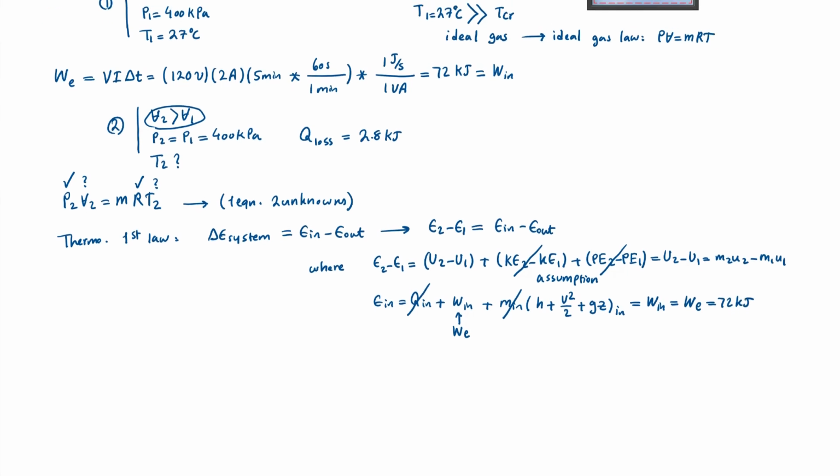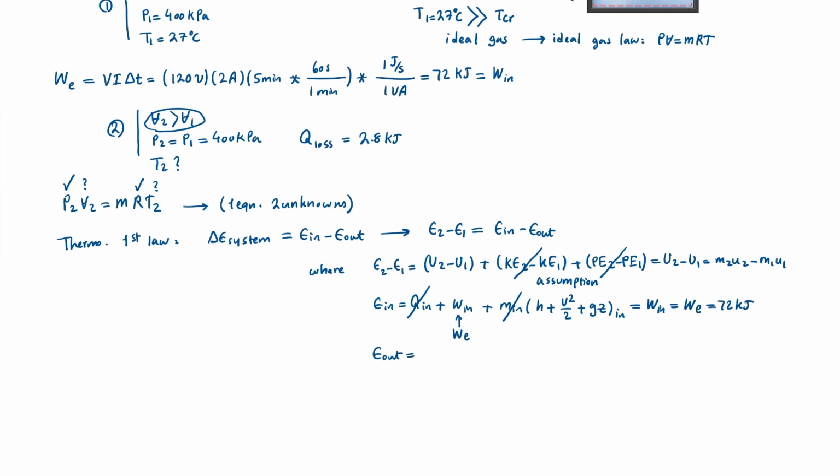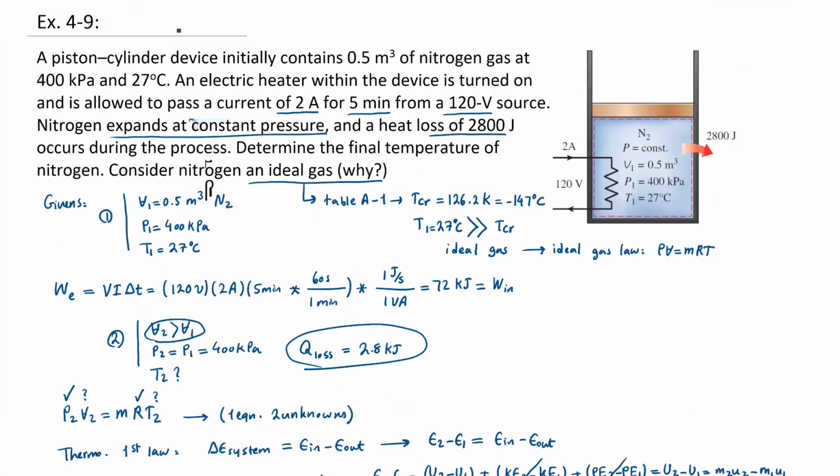Moving on, E out, which is equal to Q out plus W out plus mass out times enthalpy plus kinetic energy plus potential energy all per unit mass out. I know there is heat loss, 2.8 kilojoule. Let's see if there is any work done by the system. We are dealing with a cylinder and a piston. So the piston moves, and I'm going to have boundary work. It is equal to P times delta V.